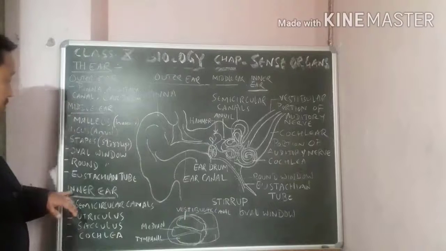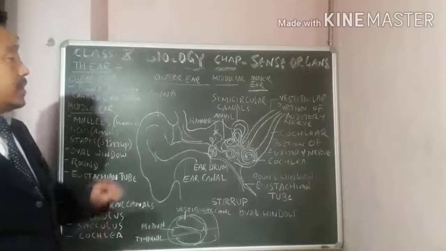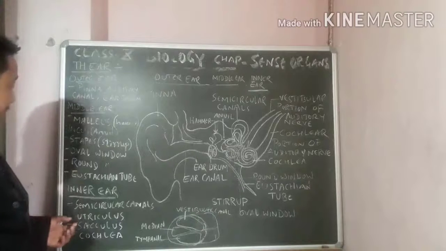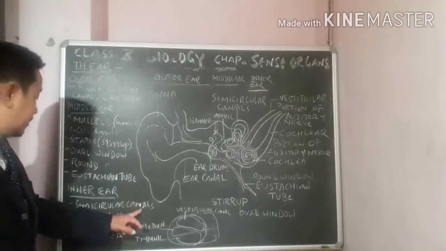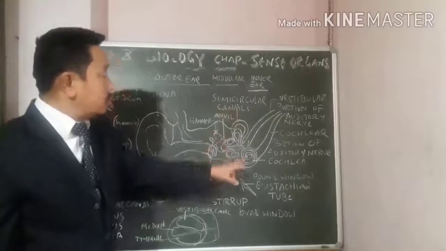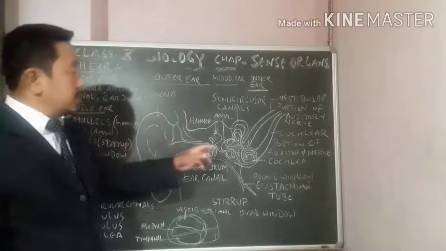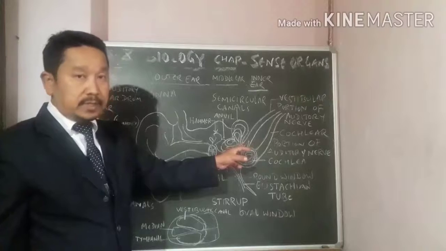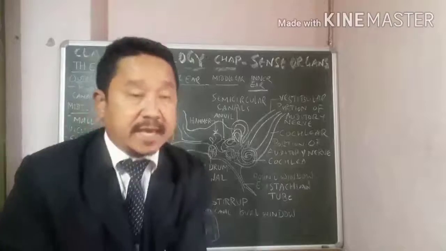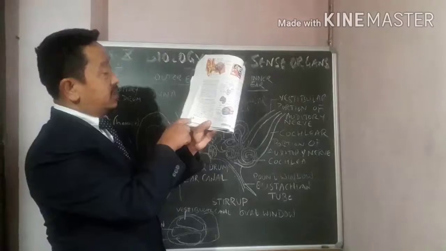Then comes your inner ear. The inner ear has mainly two parts shown here, that is your semicircular canals and your cochlea. Another two parts, not shown here in the diagram, are your utriculus and sacculus. In the book you can have a look, it is on page number 146.